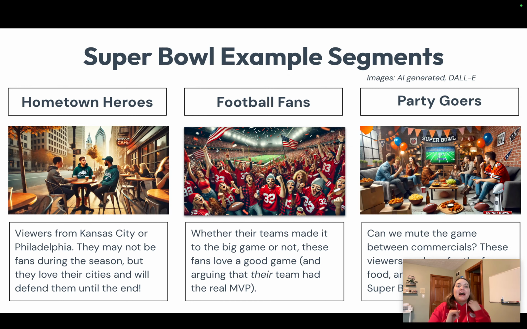But anyway, my theory is that we would come up with one segment called the hometown heroes. These are the people from Kansas City or Philadelphia. They may or may not watch football during the normal season, but we would see in their location data that they live in one of these two cities. The cities get really, really excited.